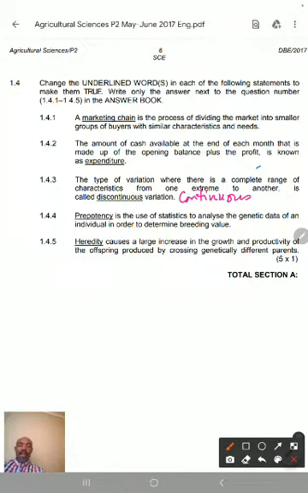Okay, prepotency is the use of statistics to analyze genetic data of an individual in order to determine breeding value. What is prepotency? Okay, guys. Prepotency is the ability of an organism to transmit his or her genetic characteristics to an offspring.